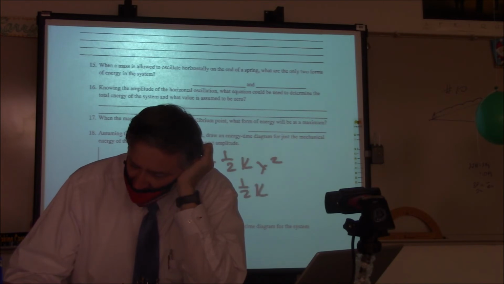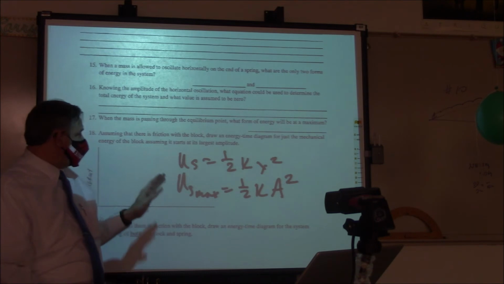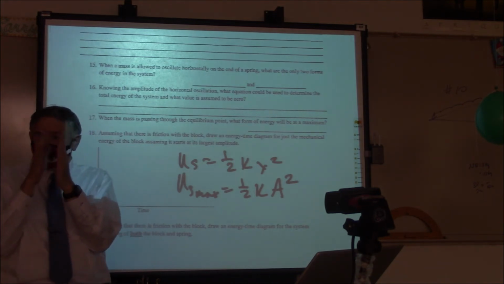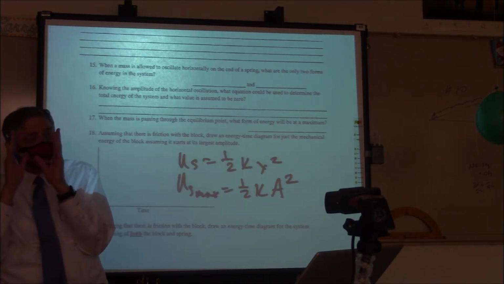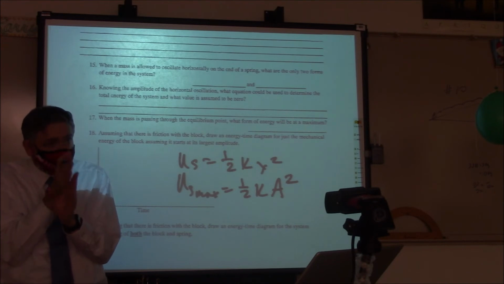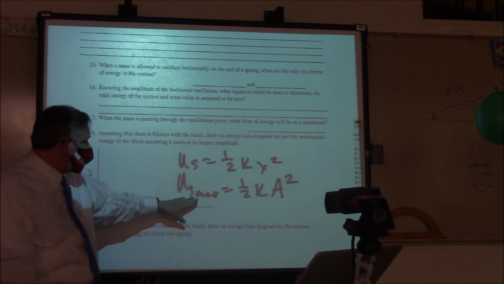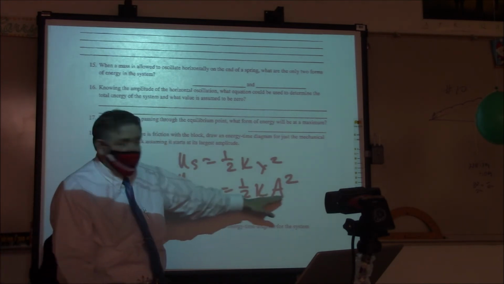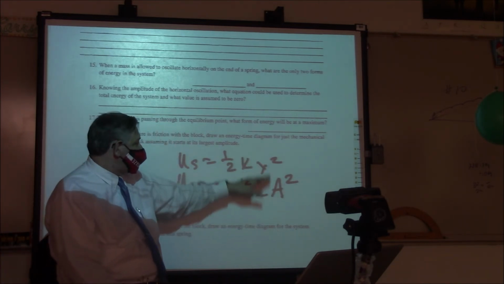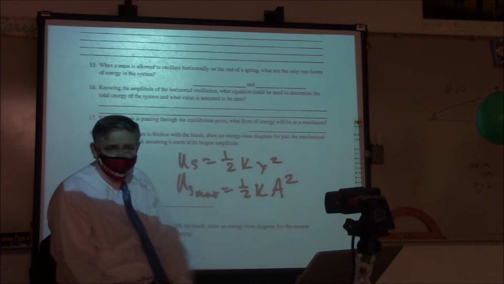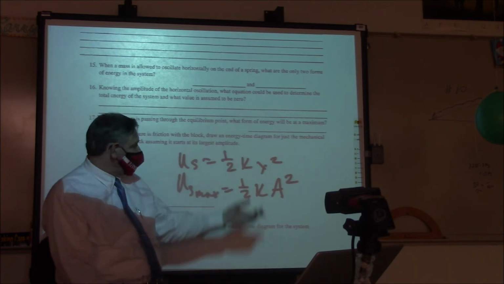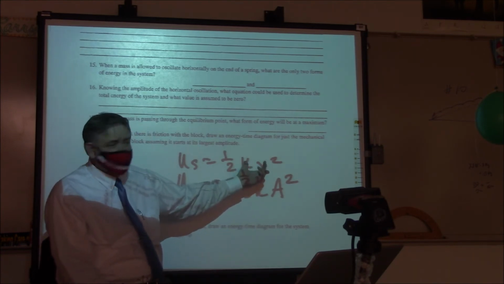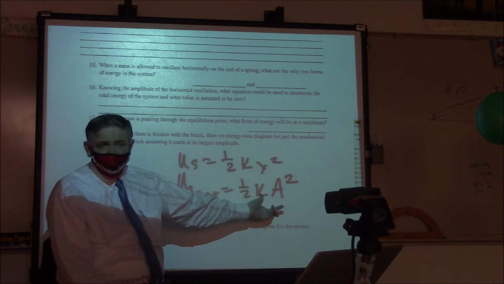So if you want the maximum Us, guess what? That's going to be 1/2 k amplitude squared. Because remember, your amplitude is your maximum displacement from where it's at equilibrium. So your maximum potential energy Us is going to be 1/2 kA². So these 2 equations are the exact same. We're just, instead of a generic x, going to let it be the amplitude.